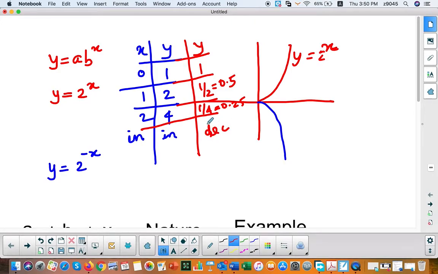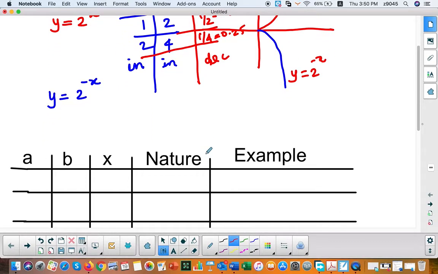So if the nature of the values for x and y are opposite, then the function is a decreasing function, and the graph corresponding to it is a decreasing graph also. A rough sketch of y equals 2 to the power minus x is given by this blue graph, and we can see that they both are symmetric with respect to the y-axis. Now there are some criteria which help us to decide. Looking at the equation itself, we can make out whether the graph is increasing or decreasing. Let's look at those points.